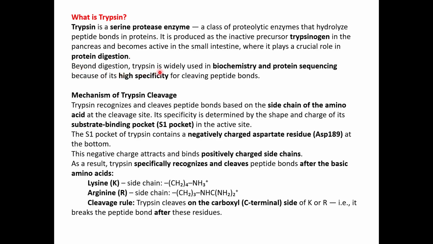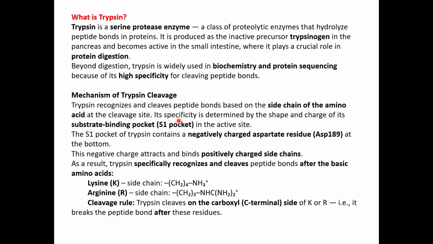Beyond digestion, trypsin is also used in biochemistry and protein sequencing because of its high specificity for cleaving peptide bonds. So, scientists have made use of this property of trypsin in detecting the sequence of proteins or in any other biochemical techniques in laboratory procedures. This is because it has a very high specificity.